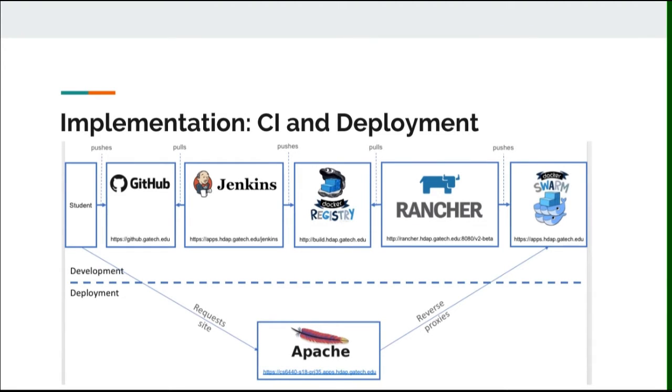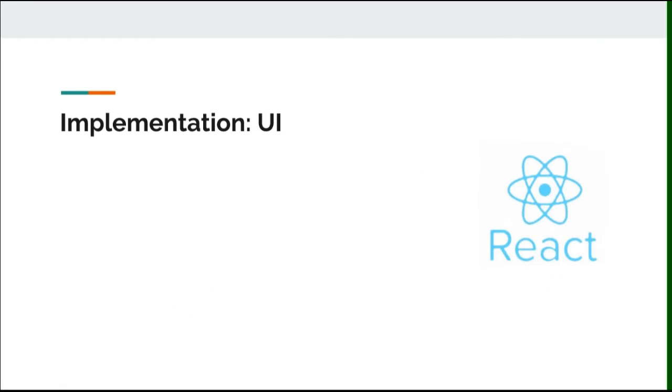Hello, this is John Fisher. I'm going to talk about continuous integration and deployment. First, the student pushes to GitHub. Jenkins then pulls from GitHub and pushes to Docker registry. Rancher then pulls from Docker registry and pushes to Docker Swarm. This content is delivered via Apache.